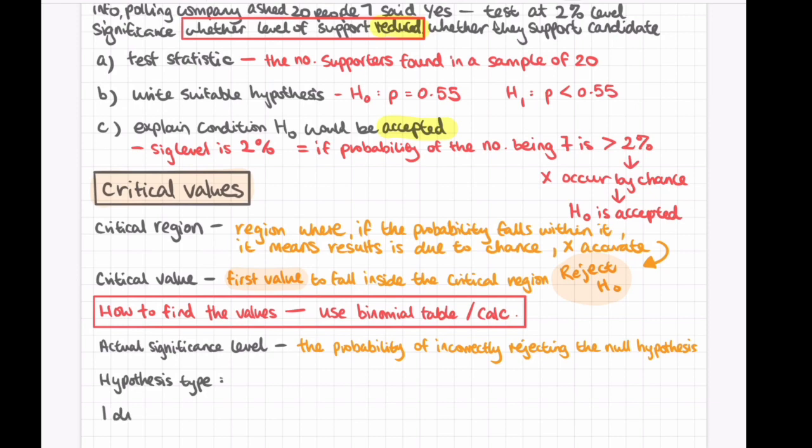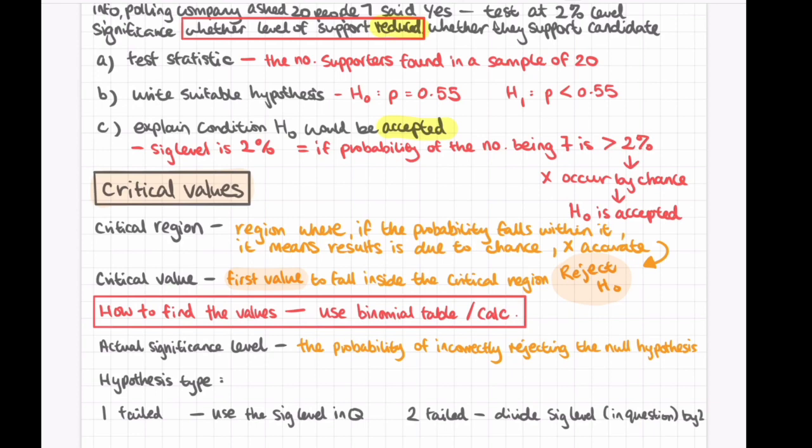So for one direction, you use the significance level in the question. Actually, let's call it one-tailed. So for one-tailed, you use the significance level as it is, and for two-tailed, you have to basically divide the significance level in the question by 2.